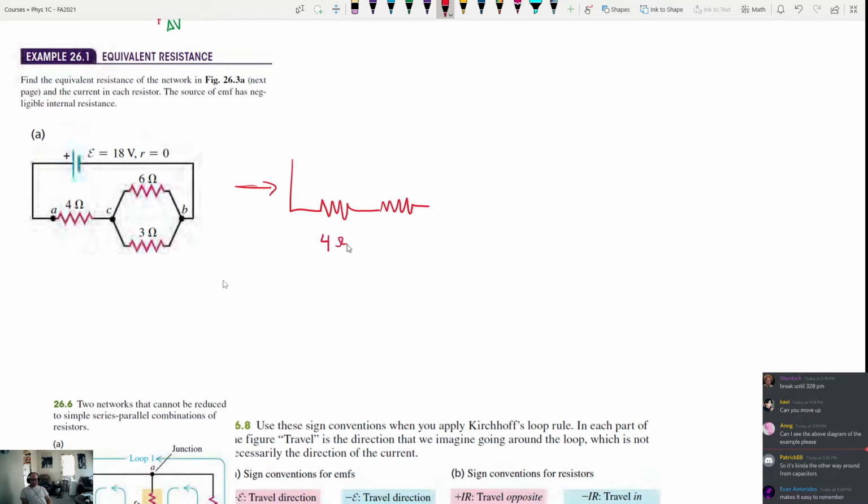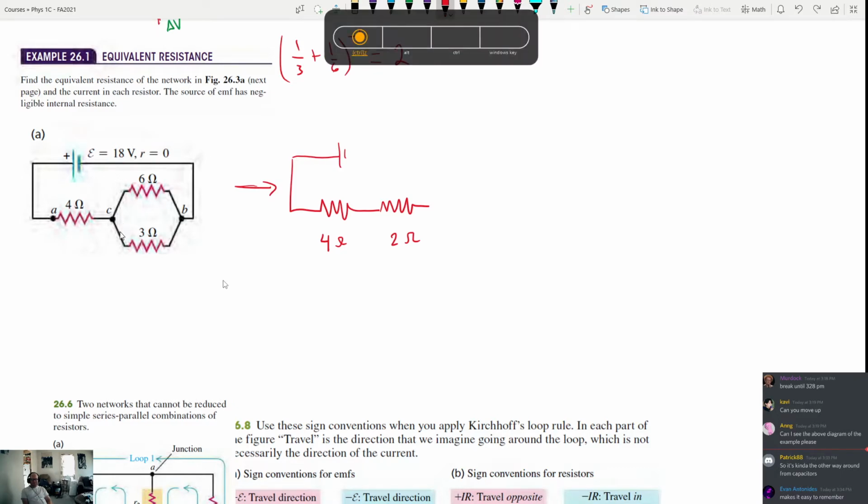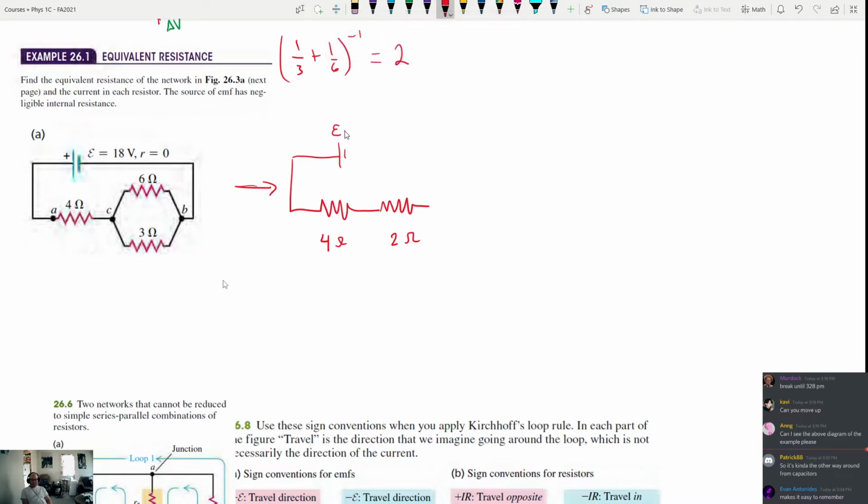This will still be 4, but this one is going to be a third plus a sixth, which I think is going to give us 2 over 6, 3 over 6. Yeah, this is going to give us 2. So this will be 2 ohms. It's still connected up to an EMF source. This is an ideal EMF source, by the way, because it has an internal resistance of 0. So here's our EMF of 18 volts. And then these two are in series, so we can break those down very simply as a 6 ohm resistor.